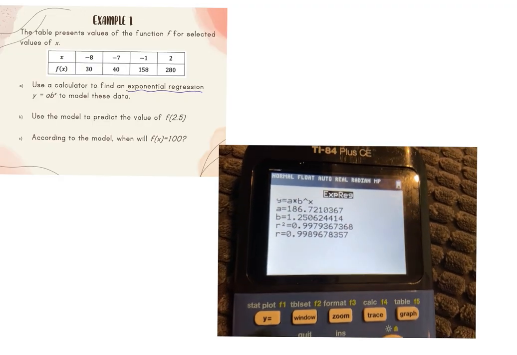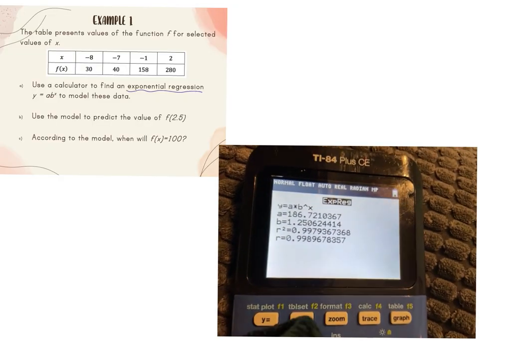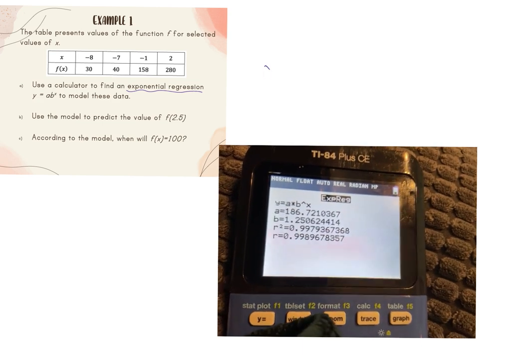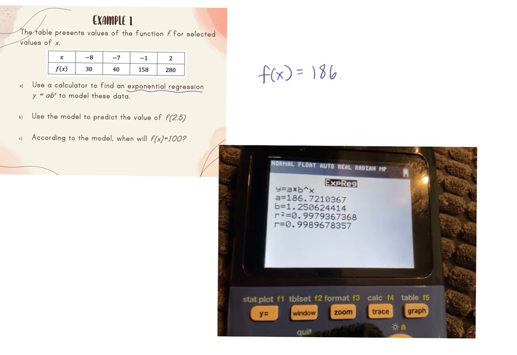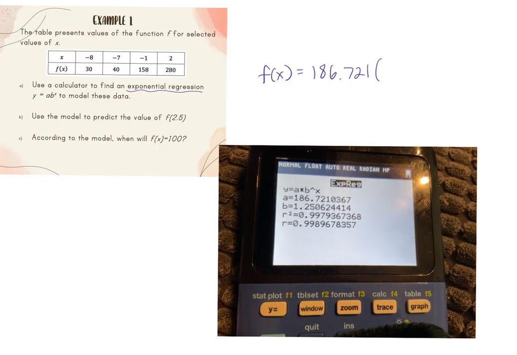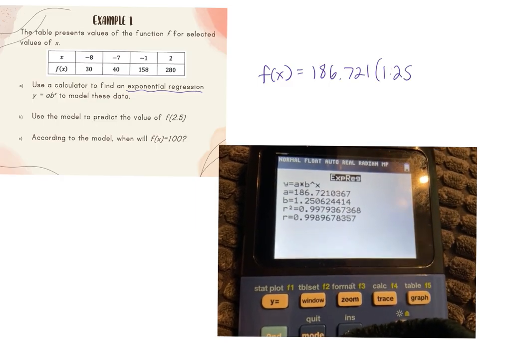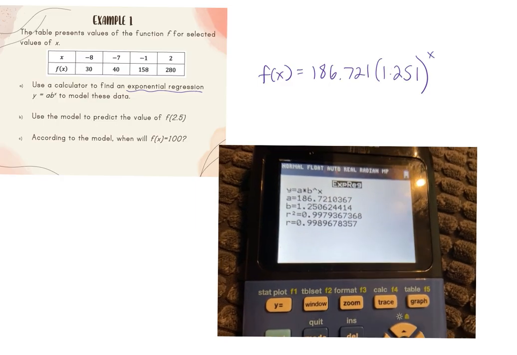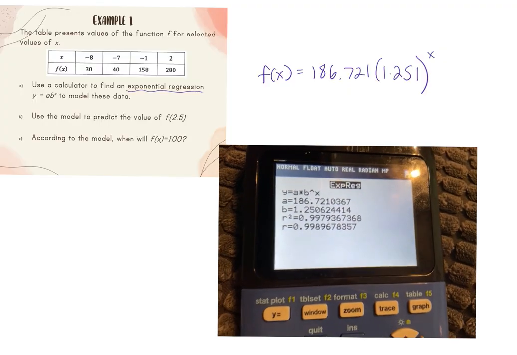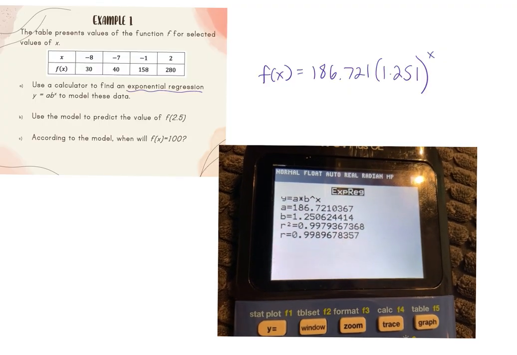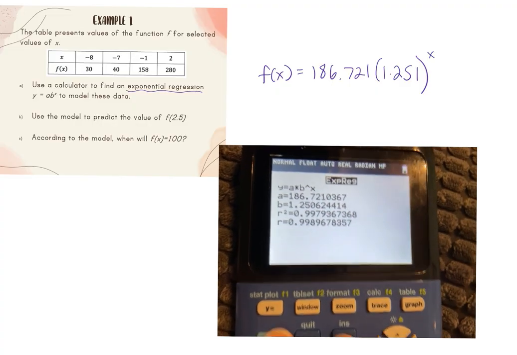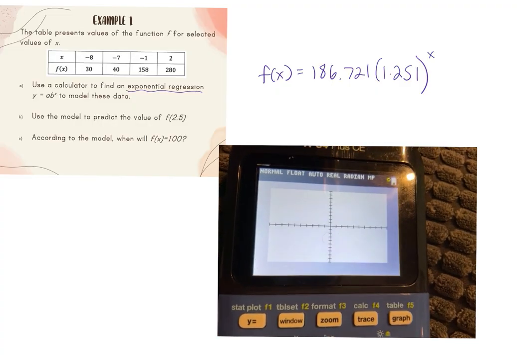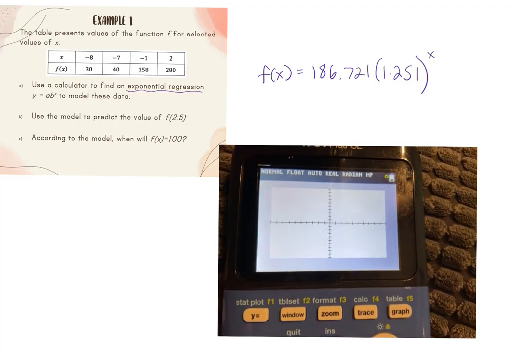So from here, I get my f of x equals 186.721 times b, 1.251, raised to the x. Now on b, it says use the model to predict the value of f of 2.5. So I can either graph it, and I could go to my value.